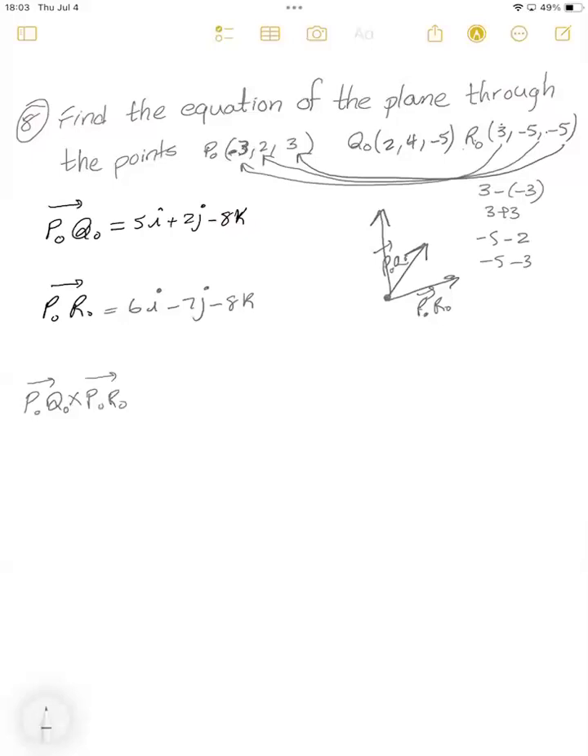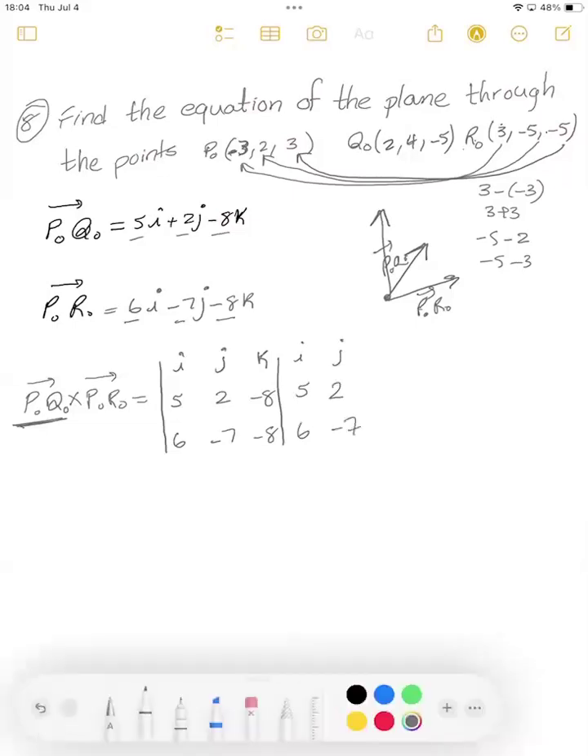of these 2 vectors, that is to calculate the determinant where the first row is i, j, k, and the second row is going to be the P naught Q naught components, 5, 2, negative 8. The third row is going to be the P naught R naught components, 6, negative 7, negative 8. And then to calculate this determinant to find a cross product, which is a third vector perpendicular to the other 2 vectors, I have to write this first column and second column one more time outside the determinant.